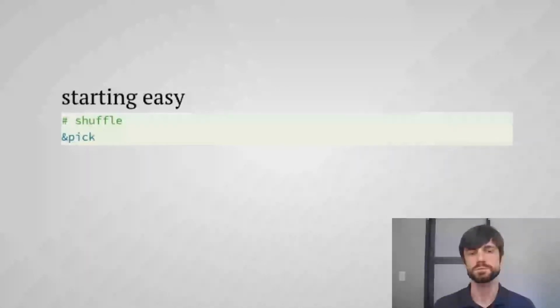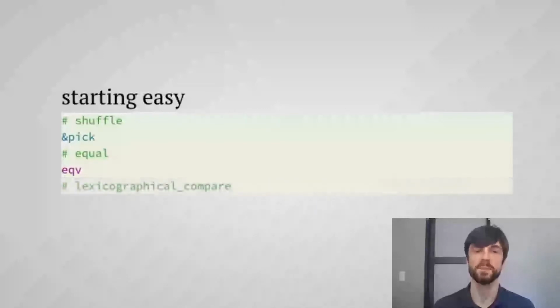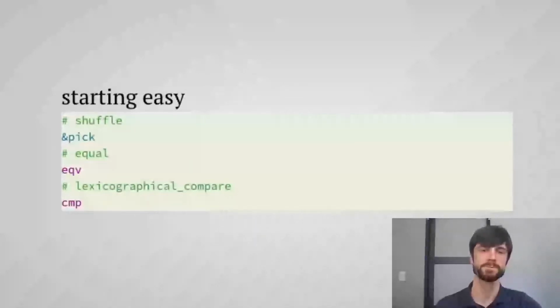And then equal is perhaps even more directly equivalent. We have equiv or a few other equality operators, but equiv is the most direct to C++'s equal. We have the much more concise comparison operator, which is the equivalent of C++'s lexicographical compare. I'm not sure if comp is the right way to pronounce that. That's how I say it in my head anyway.